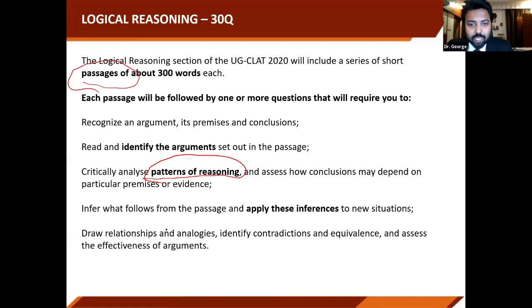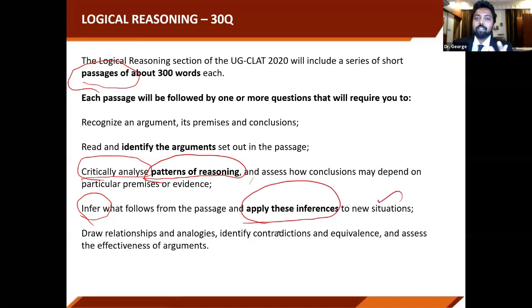But logical reasoning, again, and the other important word here is critically analyze. I urge all of you who are going to be part of the course to try and find the difference between critically analyze and analyze, because there definitely has to be a difference. Do try and look that up. And like we discussed, inferring what follows from the passage, and similar to what we had in our legal reasoning, applying these inferences to newer situations. That's what is going to be part of logical reasoning, just to put it shortly.